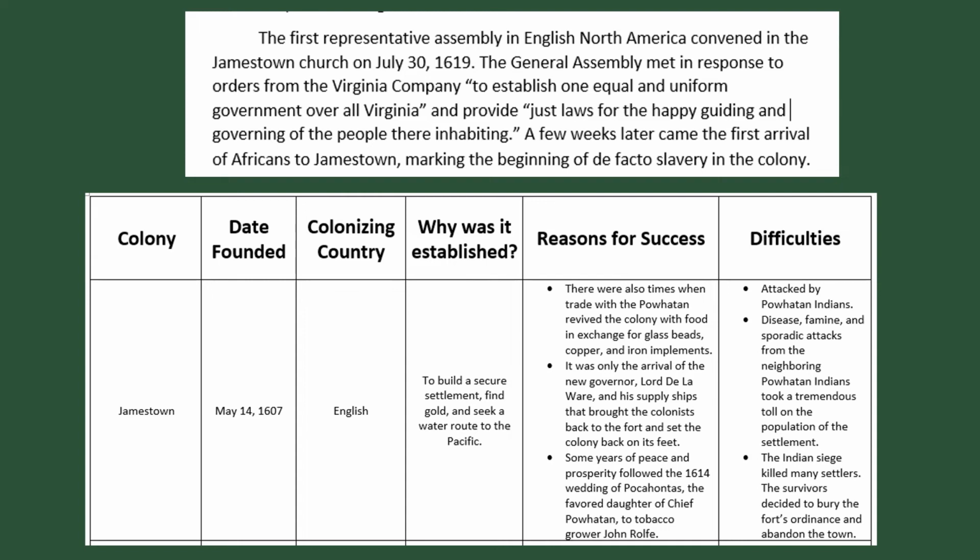The first representative assembly in English North America convened in the Jamestown Church on July 30th, 1619. The General Assembly met in response to orders from the Virginia Company to establish one equal and uniform government over all Virginia and provide just laws for the happy guiding and governing of the people inhabiting it. A few weeks later came the first arrival of Africans to Jamestown, marking the beginning of de facto slavery in the colony. Nothing really to add here yet. Let's keep reading.